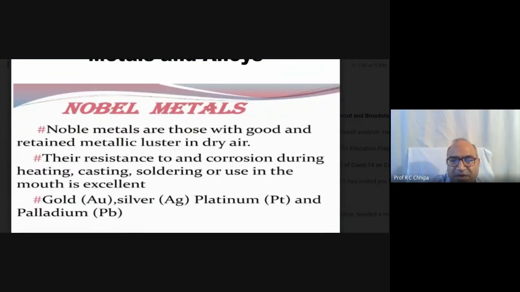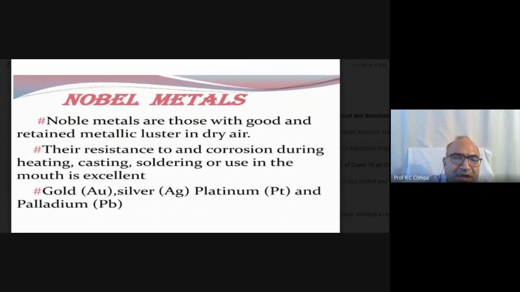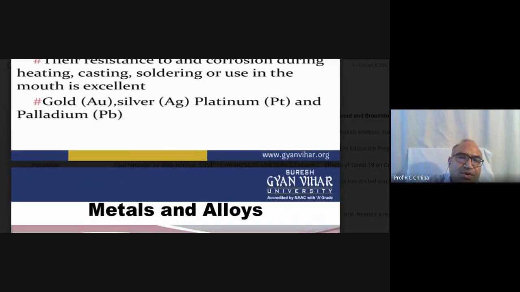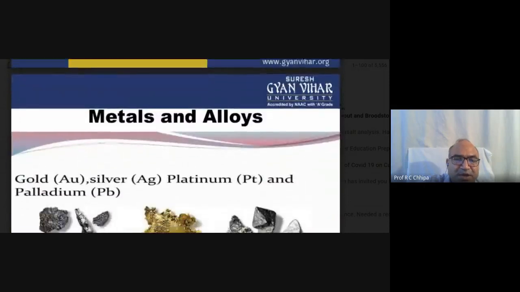Now, noble metals, which I discussed earlier, are those with good metallic luster retained in dry air, no changes. They are beautiful. Gold is used for jewelry, so that is the lusterness; their beauty and luster remain. Those are the noble metals. Their resistance to corrosion during heating, casting, soldering, or use is also excellent. Gold, silver, platinum, and palladium are the examples.